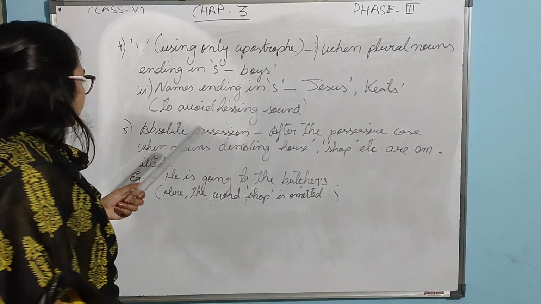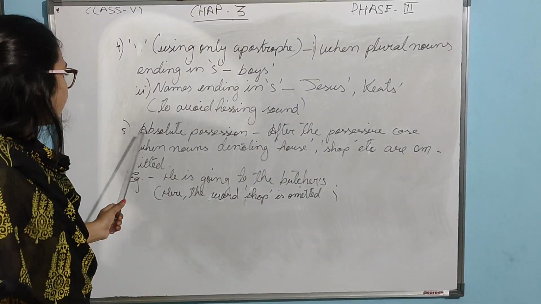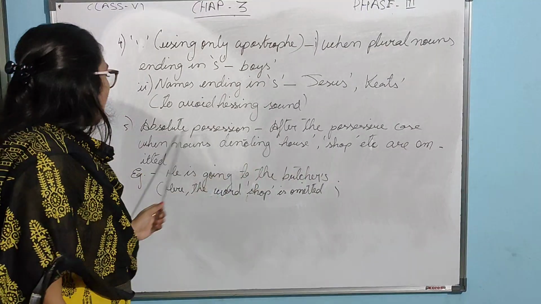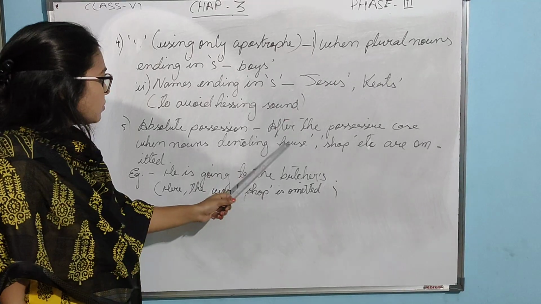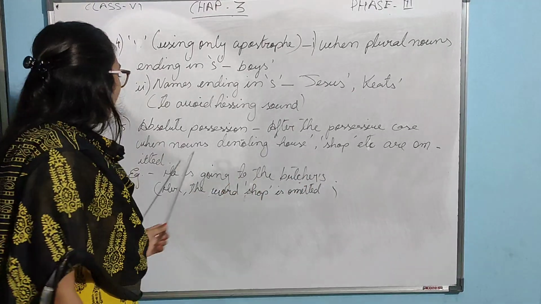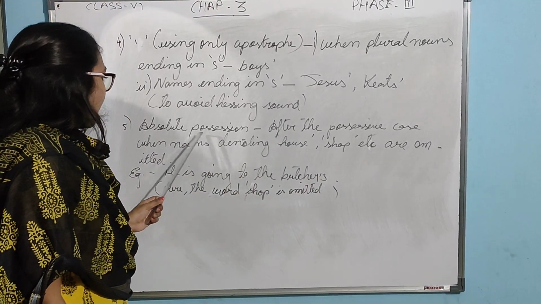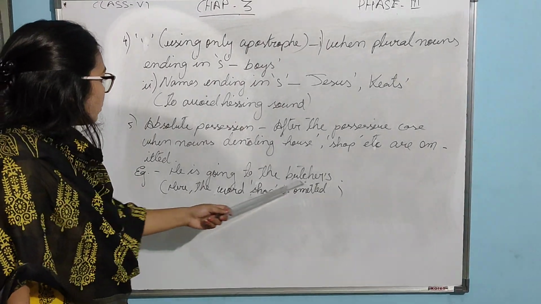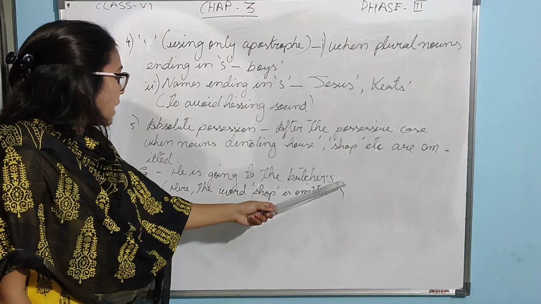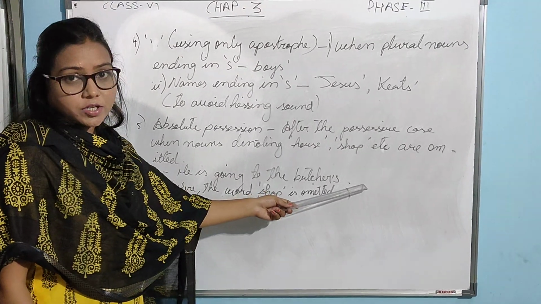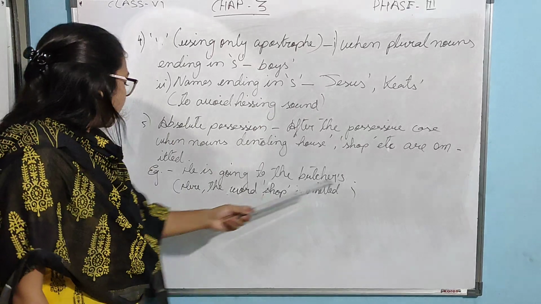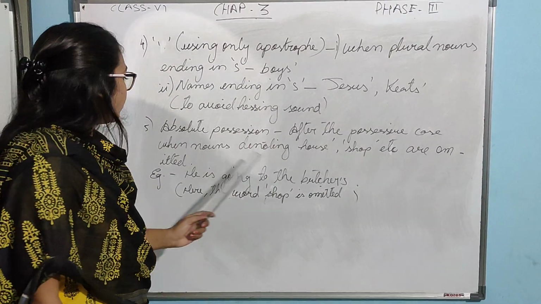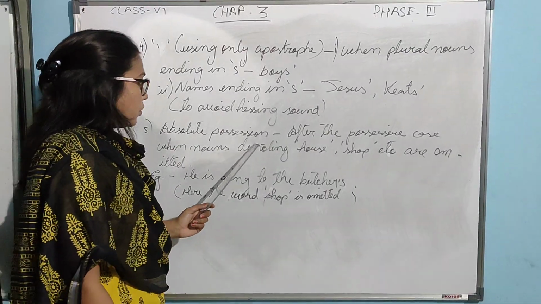We all know that. The fifth and last point is absolute possession. After the possessive case, when nouns denoting house, shop, etc. are omitted, it is called absolute possession. For example, he is going to the butcher's. Here, after apostrophe S, nothing is there. No noun is added. Here, the word shop is omitted. So it is known as absolute possession.